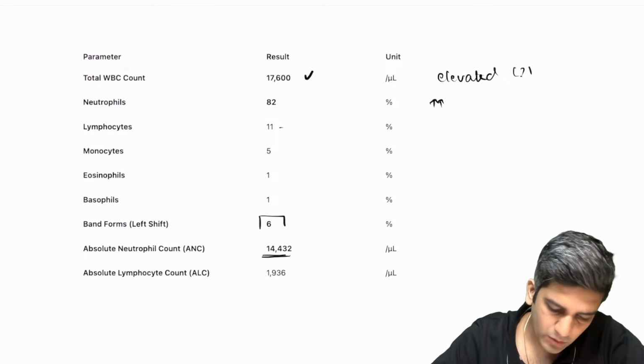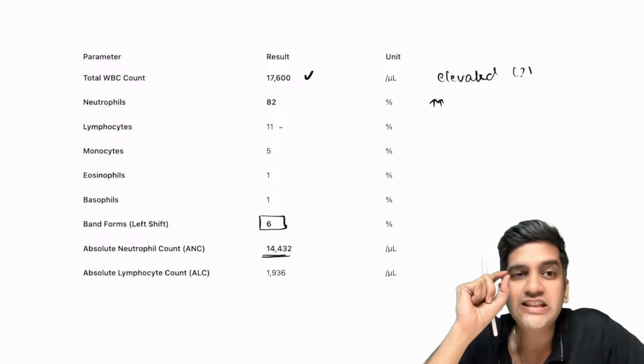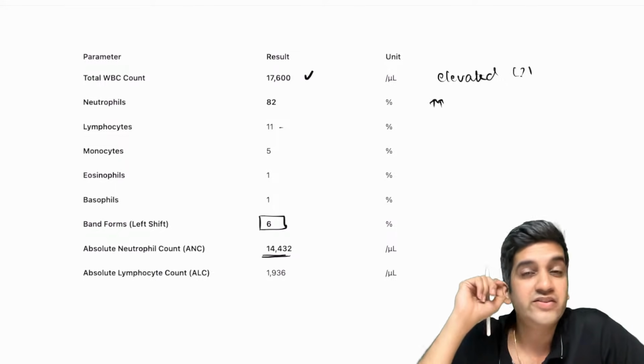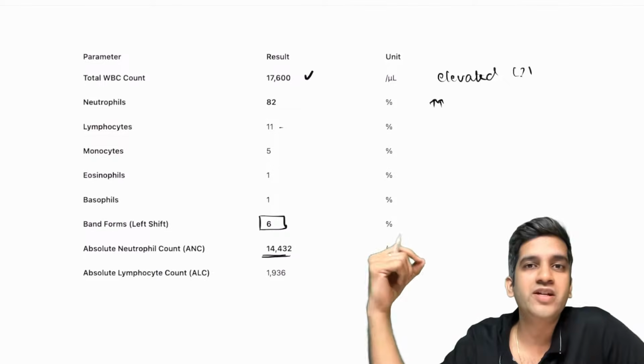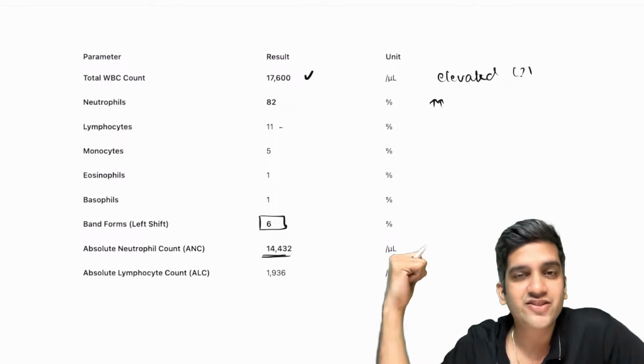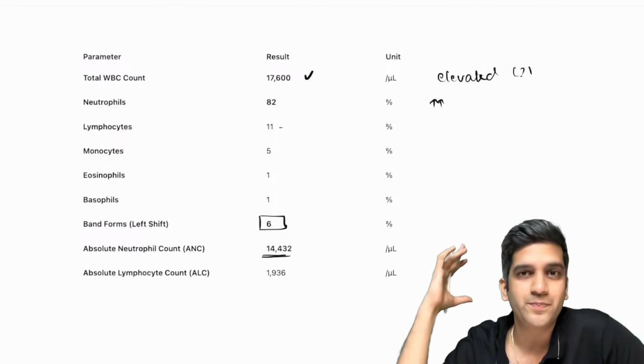Can anyone tell me what this means? There's a 6 number of band forms. Have you heard this term band forms? This gives me very important information for me to actually understand what's going on inside the body. Tests are screenshots of your pathogenesis which happens inside the body, which I cannot see.